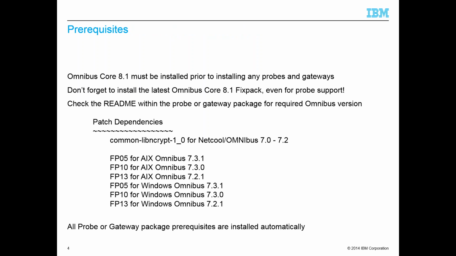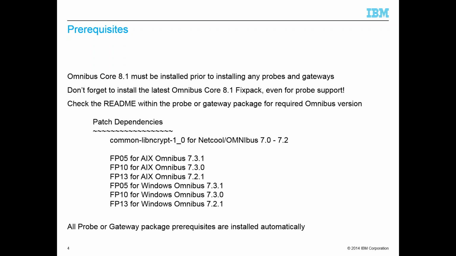Prerequisites for installation. Omnibus Core 8.1 must be installed prior to installing any probes or gateways. Don't forget to install the latest Omnibus Core 8.1 fix pack. Even if you only have the probe support component installed, it's always good to install a fix pack for Omnibus Core. The Omnibus Core fix pack will include fixes for all components, including probe support.